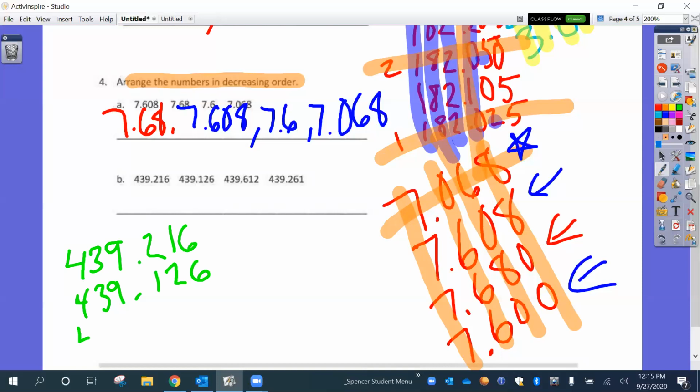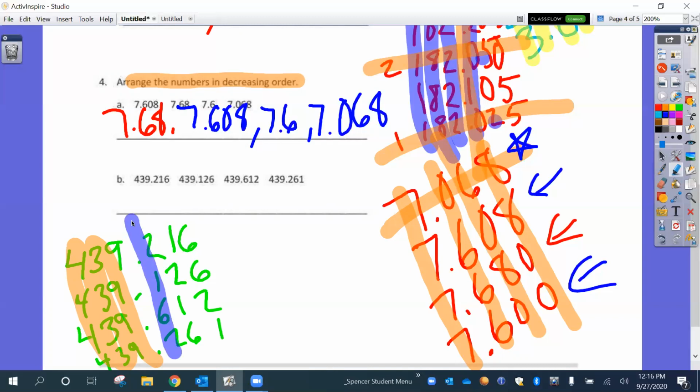The third number, 439 and 612. And then the last one, 439 and 261 thousandths. Okay. Now I can see all my whole parts are 439. So that's all equal. So we're looking at the decimals to compare these. Okay. Again, we're looking for the largest number to start with. So let's look at the tenths place.